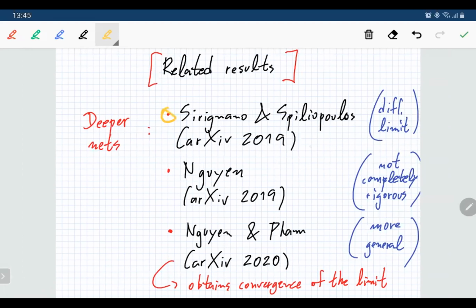And as they note in their paper, there are some technical difficulties that you have to face if you want to take a limit when all layer sizes go to infinity simultaneously. Perhaps our greatest merit is to have tackled these difficulties in one specific setting.